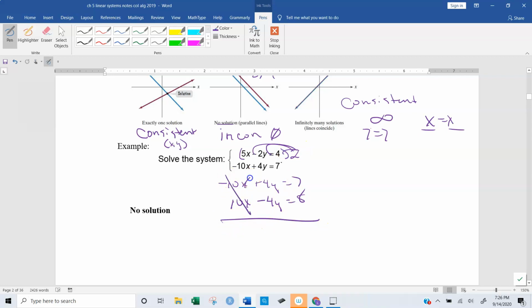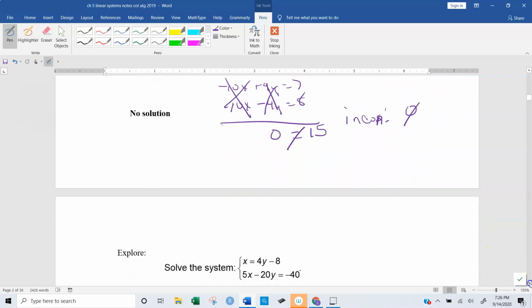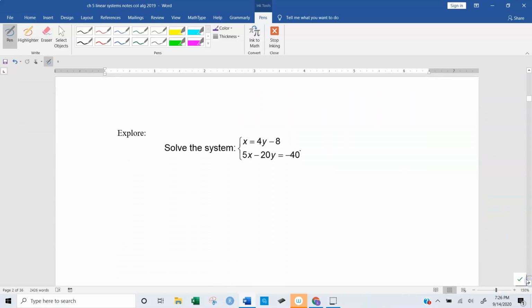Now when we add, though, the x's and the y's go away. So we've got 0 equals 15. This is absolutely not possible. It does not make sense. So it's one of your parallel lines. It is inconsistent. And there is no solution. All right, try yours.